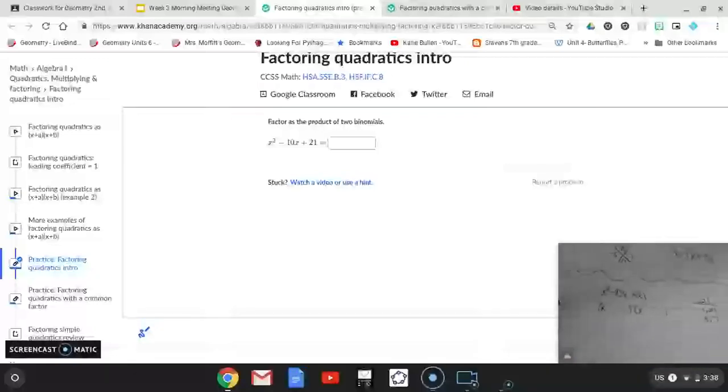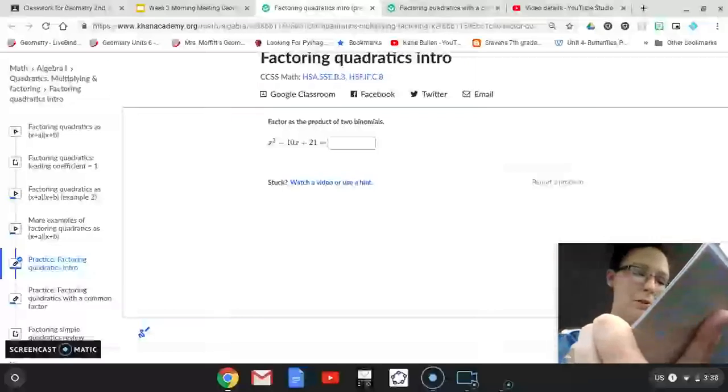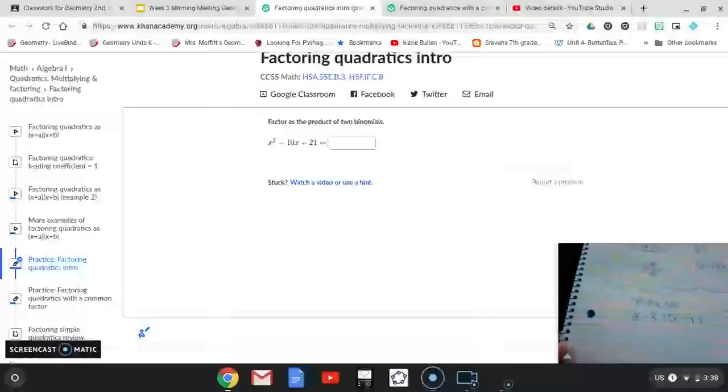And this is the same process as this x up here a second ago. We're just not actually physically writing it out. So the two numbers that are going to combine to give me a negative 10 are the 3 and the 7. But that's only if the 3 and the 7 are both negative. So in my problem, I'm going to put negative 3 and negative 7, right? x minus 3, x minus 7.